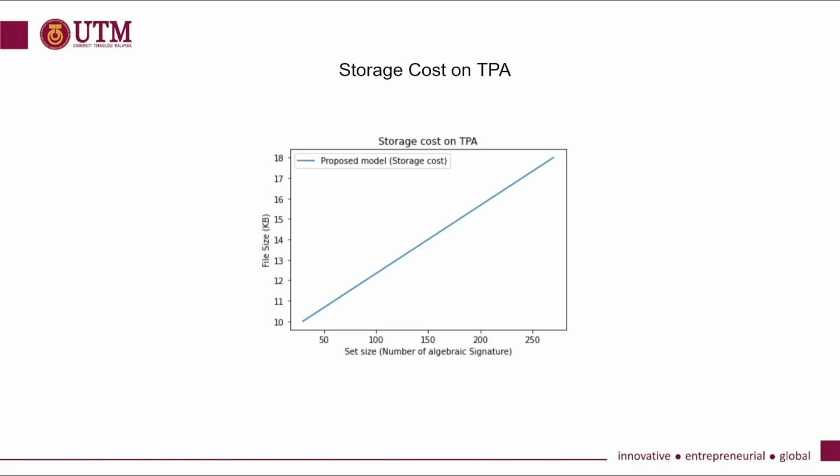From that file, the TPA can then refer to it and check with the cloud whether the file is correctly being stored or not. From this graph, you can see that as the algebraic signature size increases, the file size also increases proportionally. But you can also see that even when the set number increases by a high range, like for 200 algebraic signatures, only a 15 KB size is being created. So a very small amount of cost is being stored on the TPA. The TPA has a very low storage cost on itself.